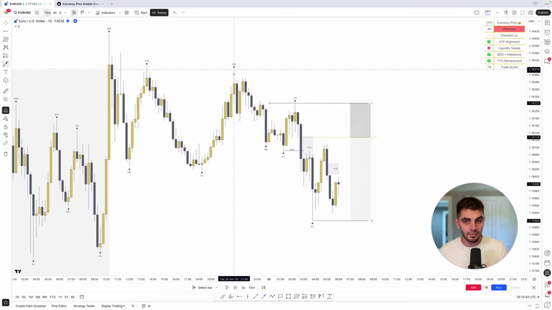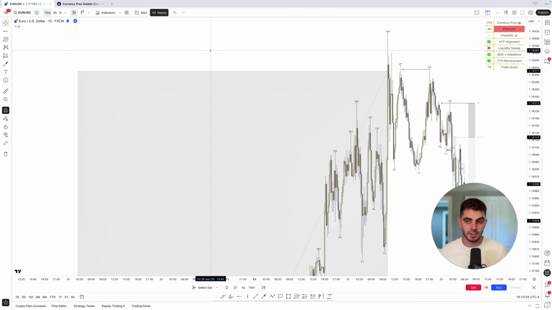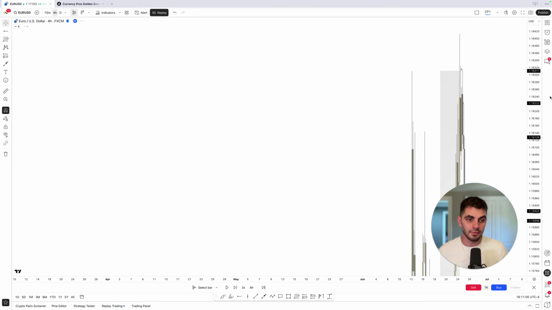And even going back further, this major high up here didn't actually surpass this one. So we don't have any valid liquidity grab here, although you could argue that the major high that was identified on the 4-hour time frame was the liquidity sweep. You could definitely argue that point.